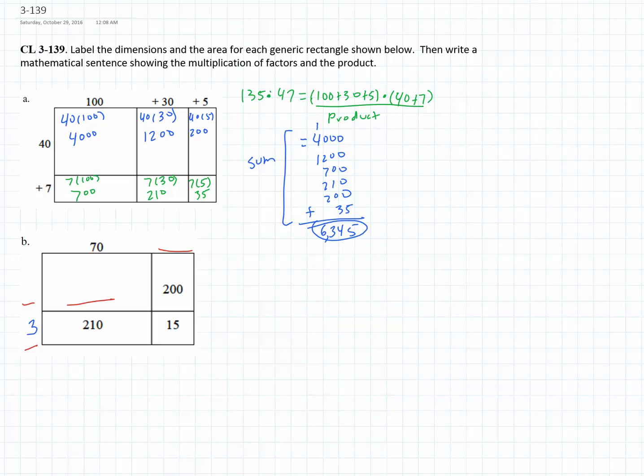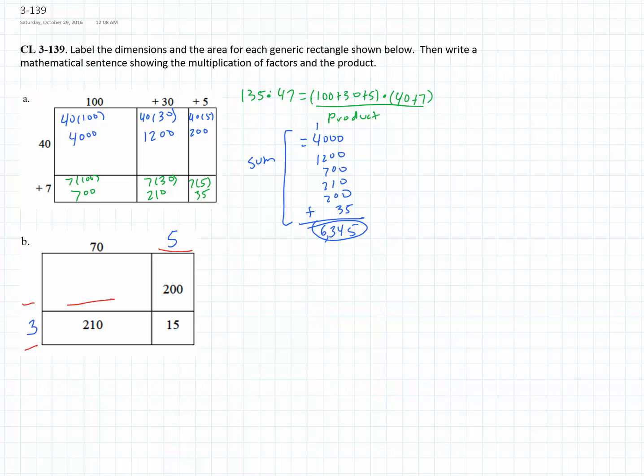Okay, so now we have this factor, we have the product here, but not a factor. But hey, we have a factor here now, we have a product or the area, and we have a missing factor. So now we think, okay, 3 times what equals 15? Or 15 divided by 3 is what? And we should say 15 divided by 3 is 5, or 5 times 3 is 15.